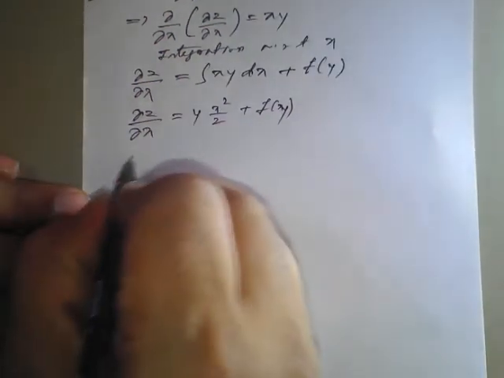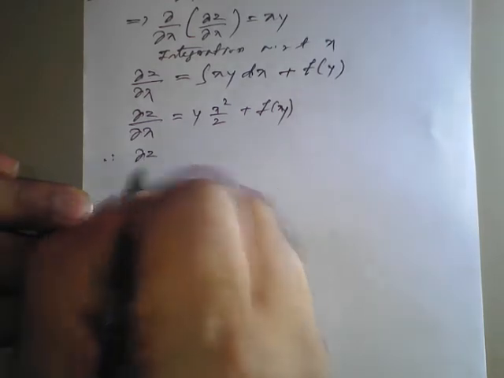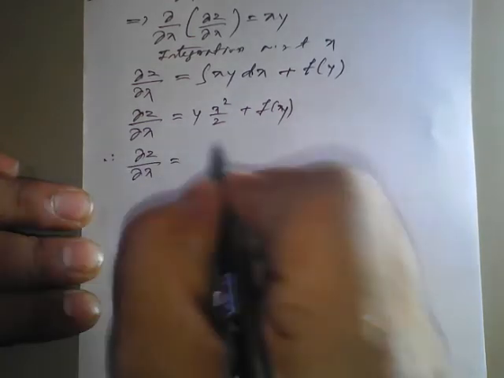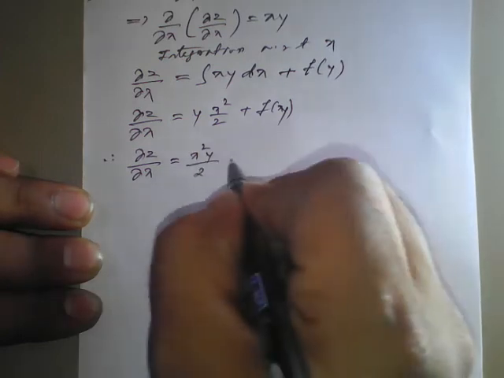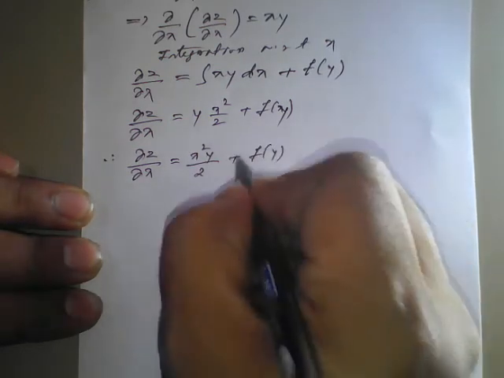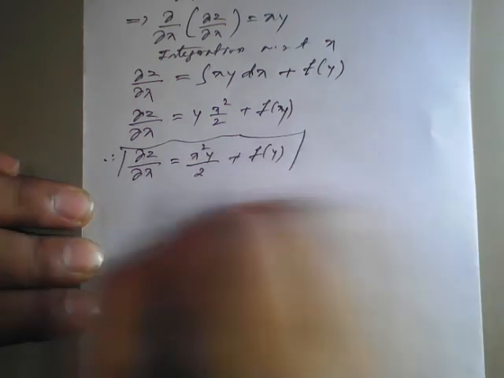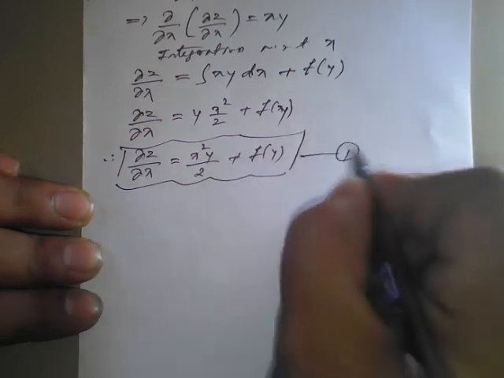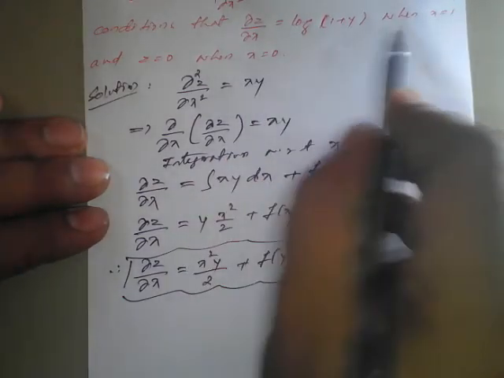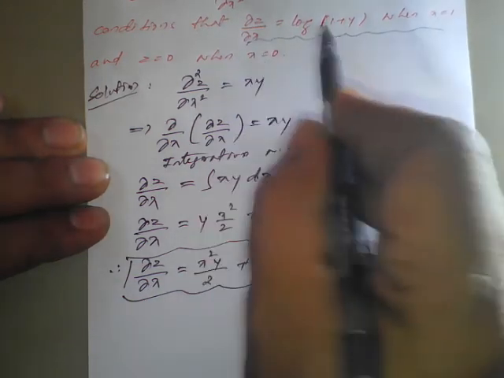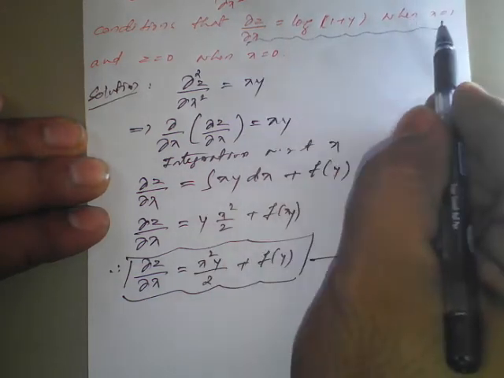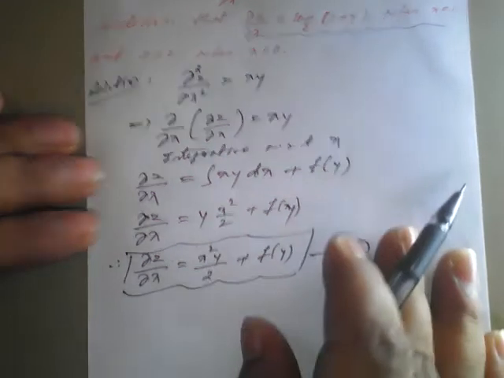So finally I will rearrange, so therefore ∂z/∂x is equal to x²y/2 plus f(y). We'll give this as equation number 1, because we have the condition they have given as the first condition, that ∂z/∂x is equal to log(1+y) when x is 1. So I will give equation number 1.